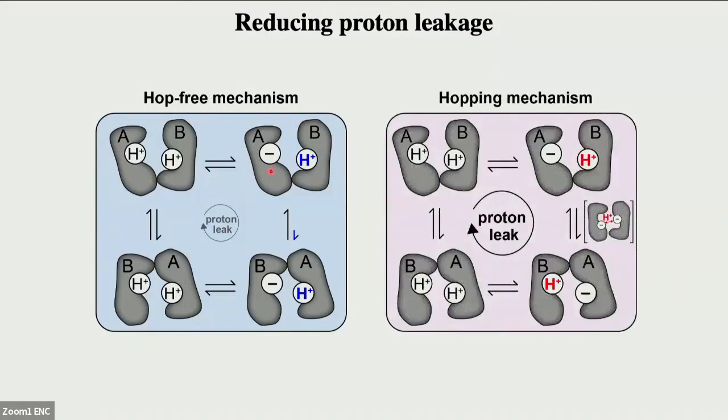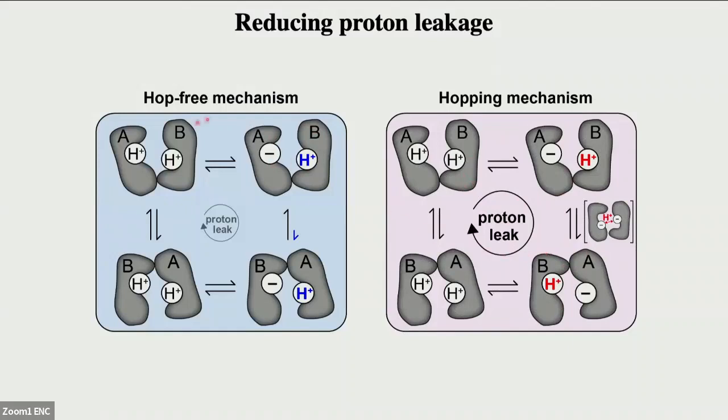But if we assume that the proton were to jump from one site to the other site in a so-called hopping mechanism, or even something that involves just not fully transferring the proton over, such that we get to this state on the right, you would end up with a lot of proton leak, which doesn't seem to happen in the biological system in proteoliposome assays.